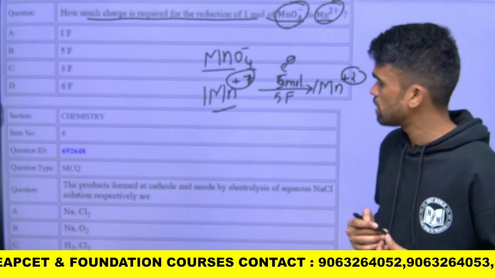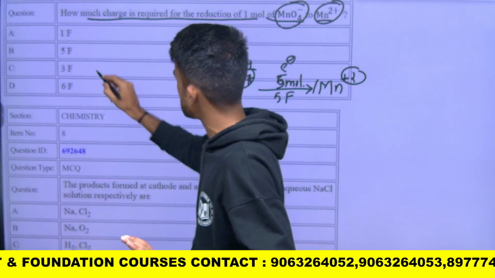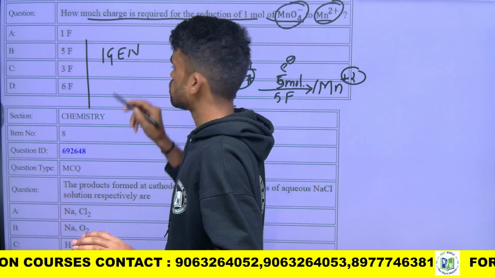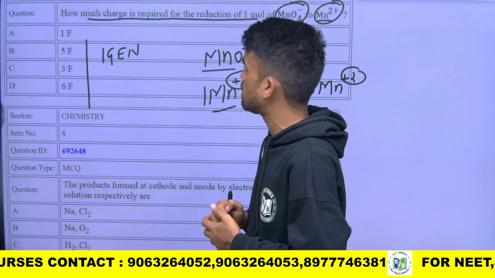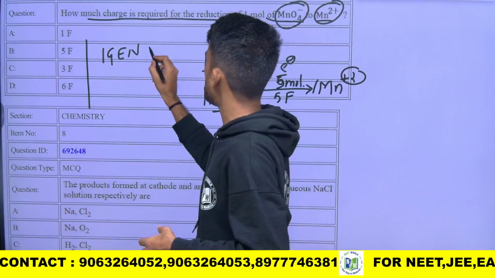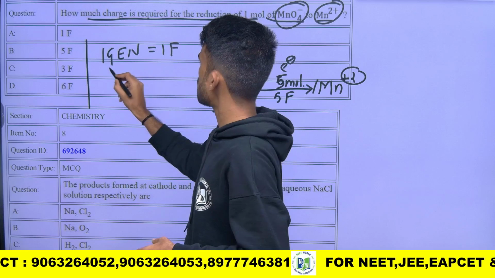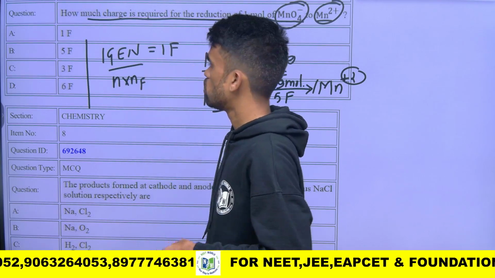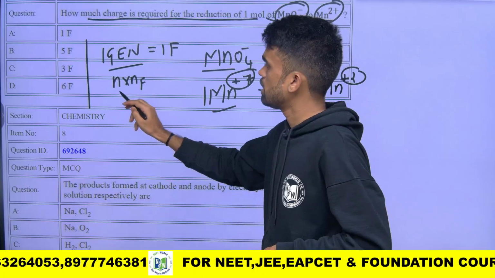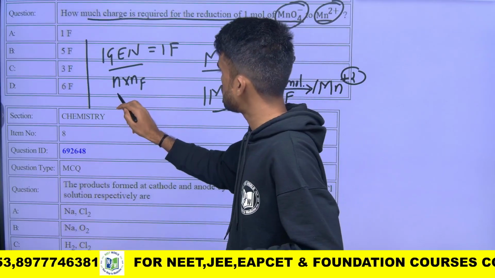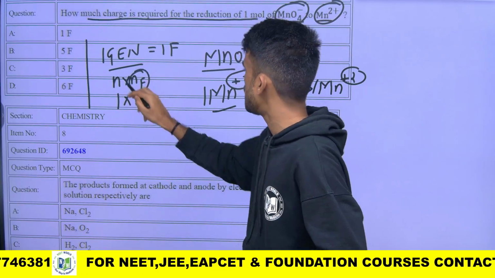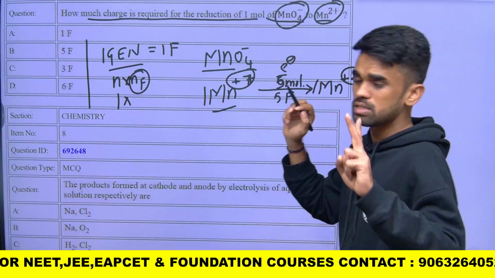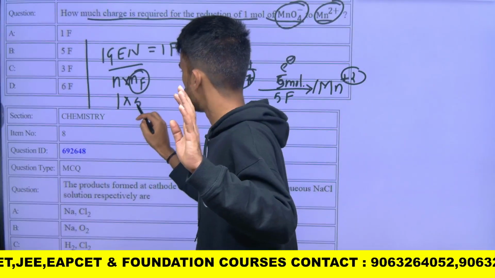How can we give this answer directly? You can just remember it like this. In order to deposit 1 gram equivalent of any substance, we require 1 Faraday. Now gram equivalent number, how can I write? n into n factor. How many moles are mentioned? 1 mole. What is the n factor? Plus 7 is converting to plus 2, so the n factor is 5.